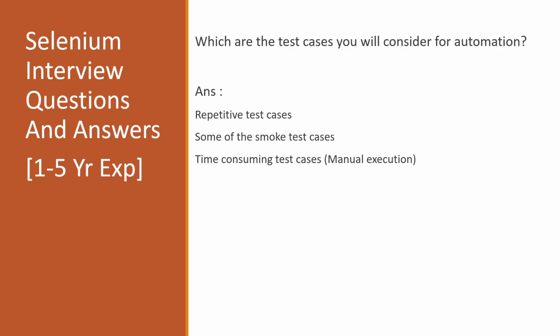And some of the smoke test cases also you can consider, because as you know, whenever any new build is deployed to your environment, we are always doing the smoke testing to check the critical functionality. So it would be really great if you automate some of the critical functionality also. Okay. So those are the test cases you should consider: repetitive test cases, or flows which you are doing every day. Some of the critical functionality test cases also you can consider in automation. And some of the test cases are very much time consuming. So those test cases also you can consider.